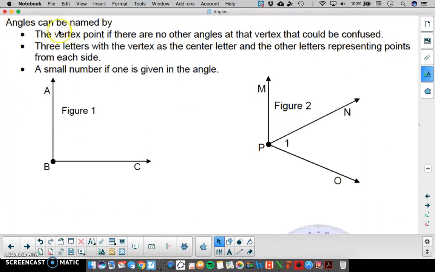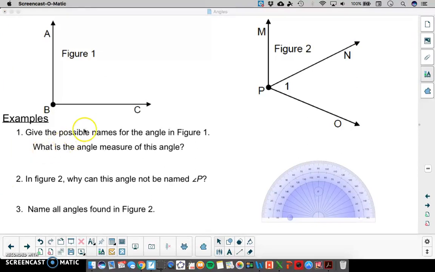Angles can be named by the vertex point if there are no other angles at that vertex that could be confused. Or with three letters, with the vertex as the center letter and the other letters representing points from each side. Or a small number if one is given in the angle. So these are the three possible ways to name angles. Now we're going to answer some questions about figure 1 and figure 2. We're going to first give the possible names for the angle in figure 1.